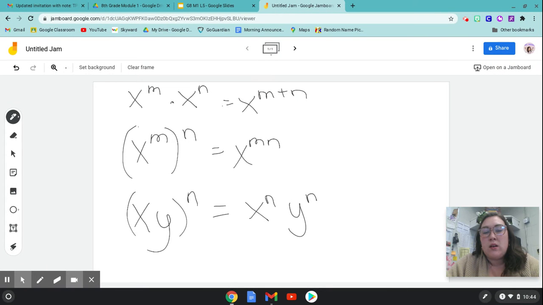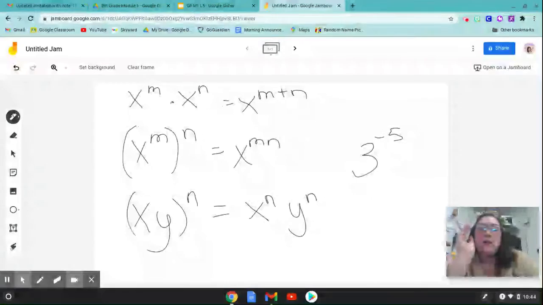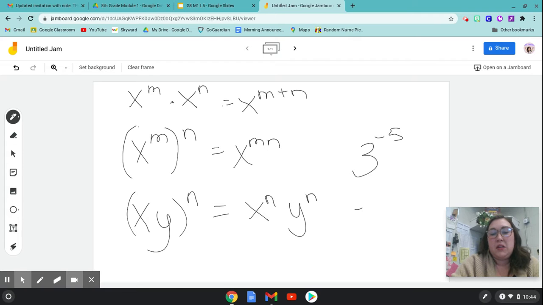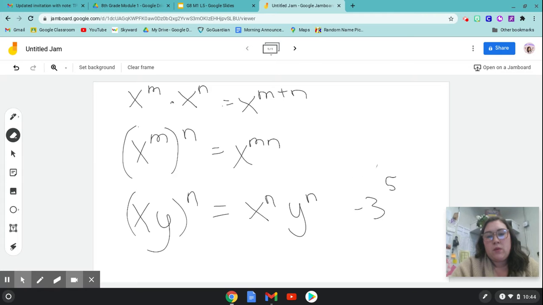So now we have to try and figure out what our rule is going to be when we have negative exponents. So if we had 3 to the negative fifth, what would that be? Well, it's easy to think, what if we said it's just negative 3 to the fifth? I don't think that's going to be the same answer. Okay, so that won't work. How can I figure this out?